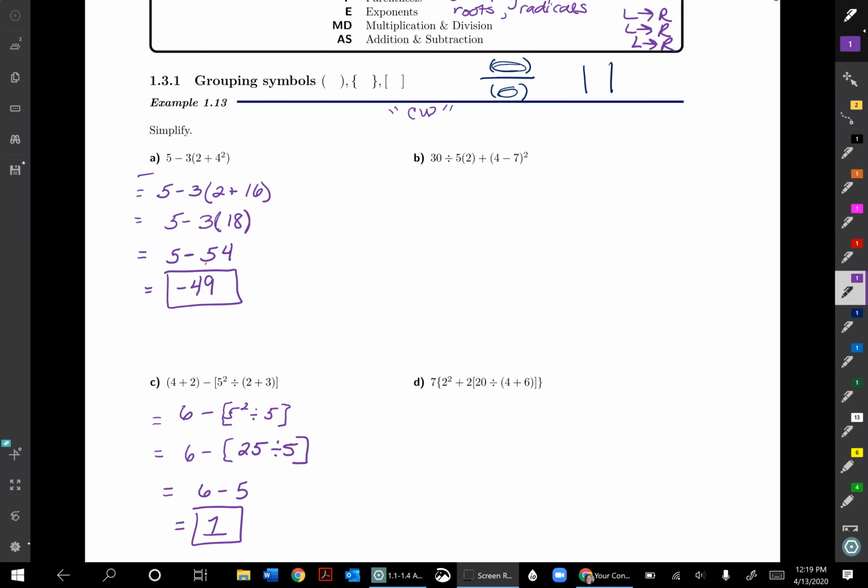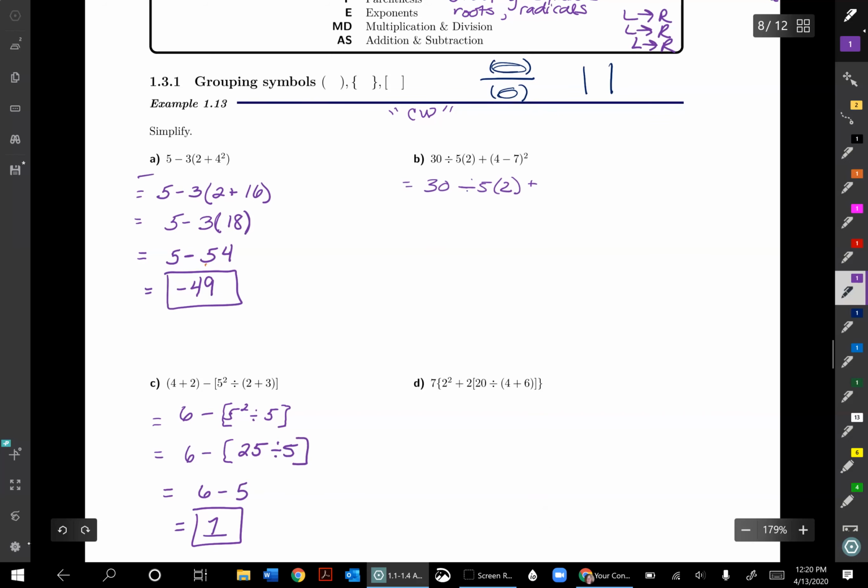So let's go back to B and we'll work through that one. The parentheses over here, 4 minus 7, I can do that first. So I have 30 divided by 5 times 2. I'm just going to copy everything else down.